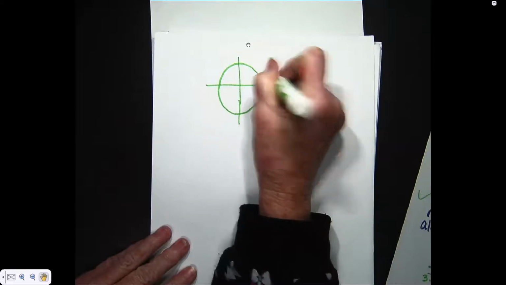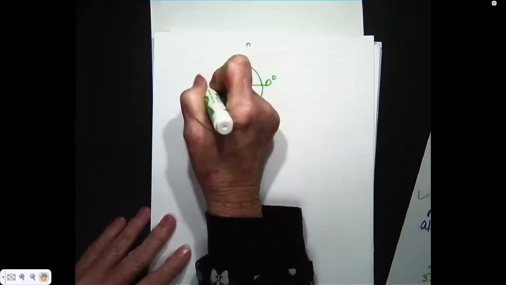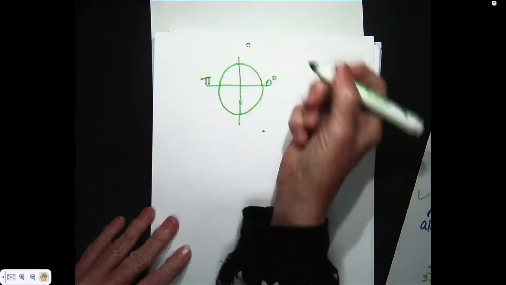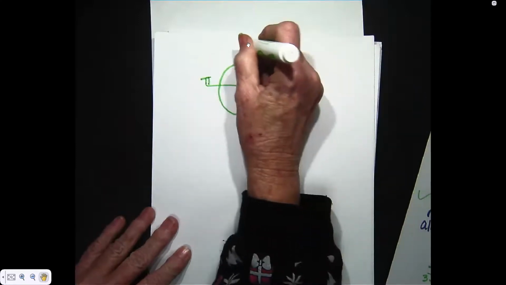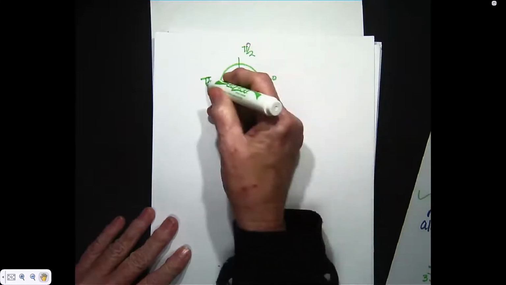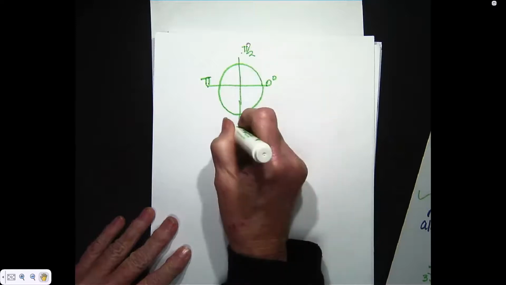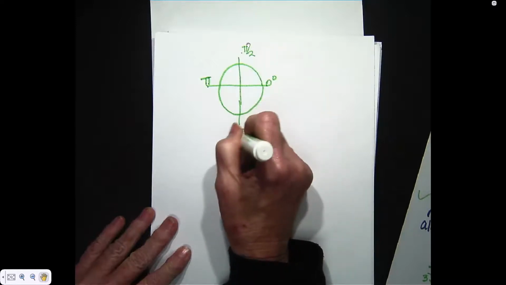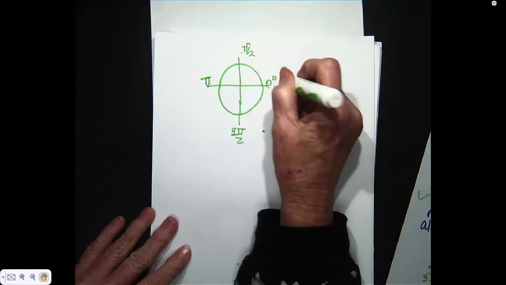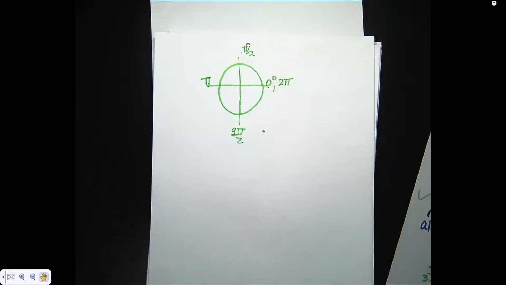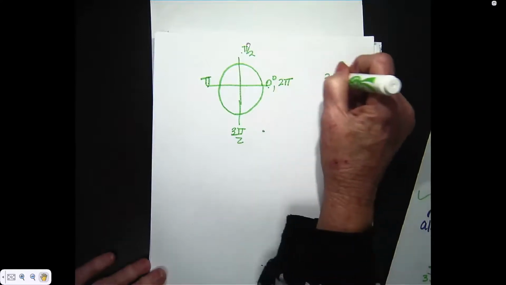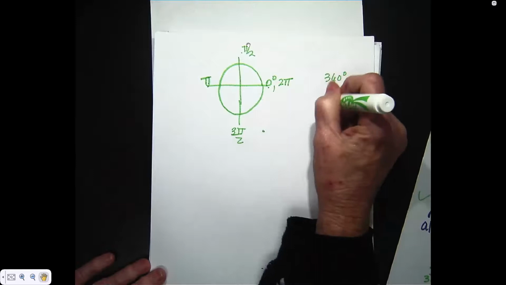so this would be 0 radians. So this is going to be pi radians. This would be pi half, because I would cut it in half. And this would be pi plus pi half, or 3 pi half radians, and then another pi around, so 2 pi radians. So a circle has 360 degrees or 2 pi radians.